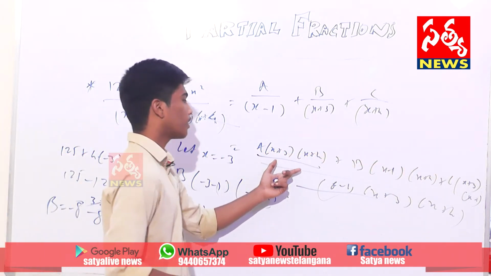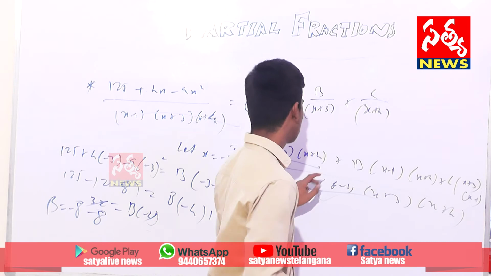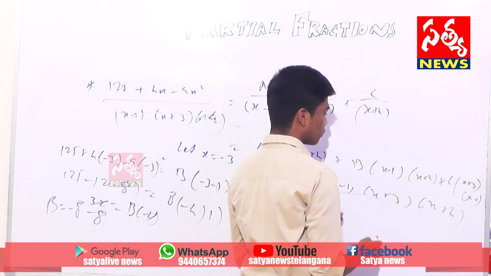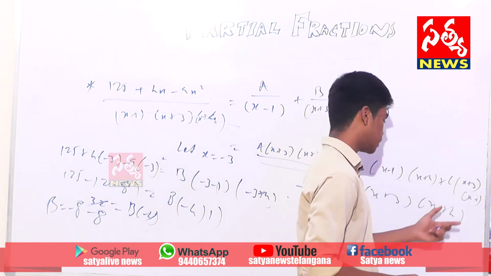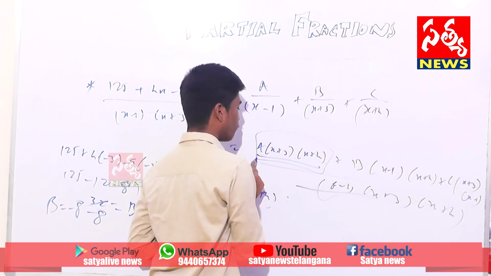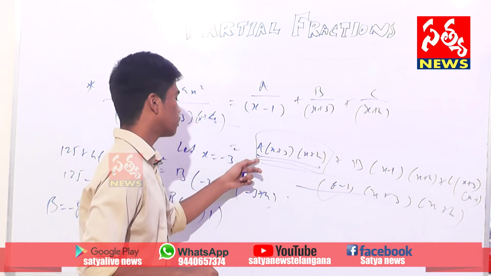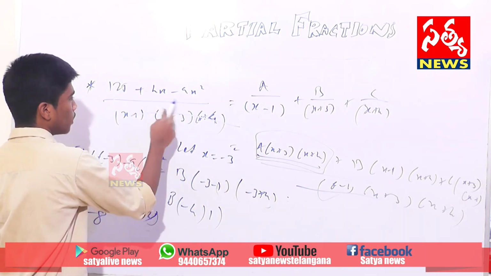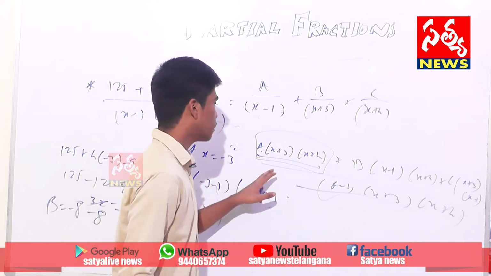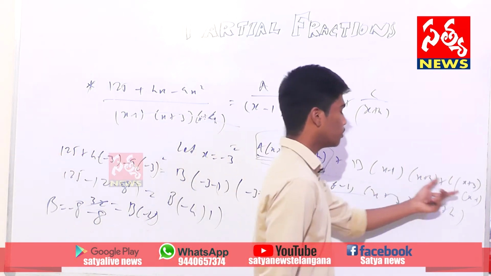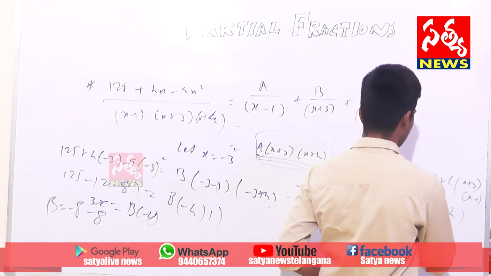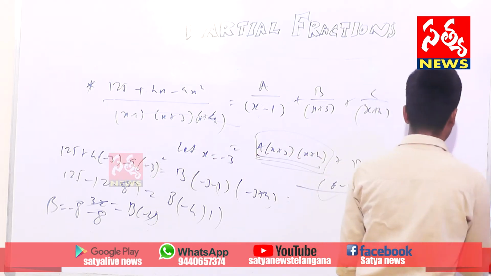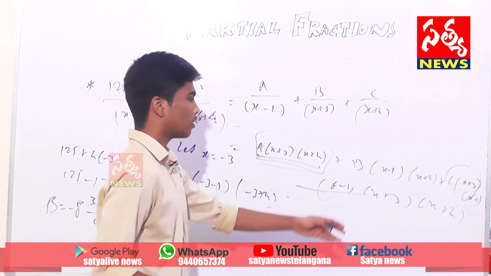Similarly, by taking the assumption of x equals 1, if we take x equals 1, b gets 0 and c gets 0, and we will have only the term a. Similarly, putting the value of 1 in the LHS and solve for a. Similarly for c, put the value x as minus 4 so that we get the value of c.